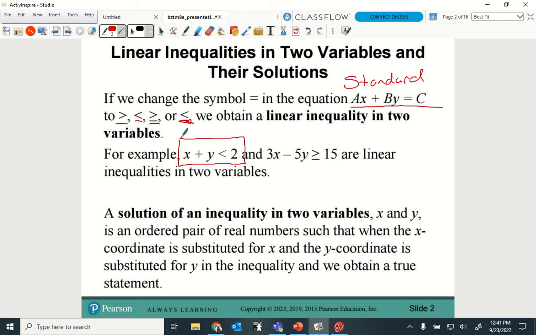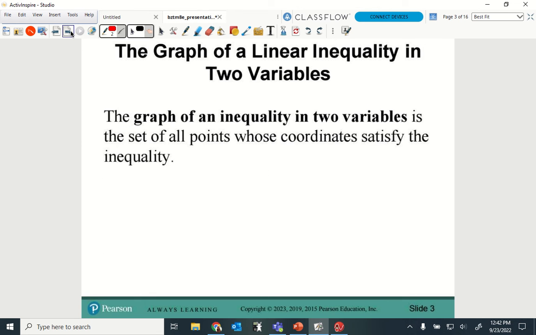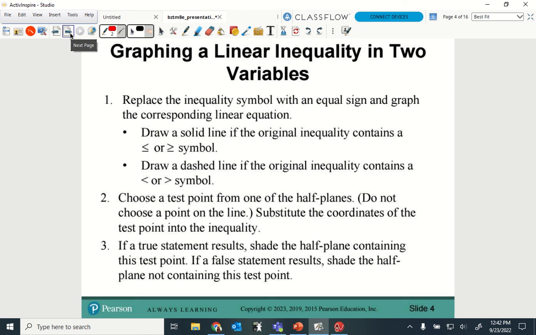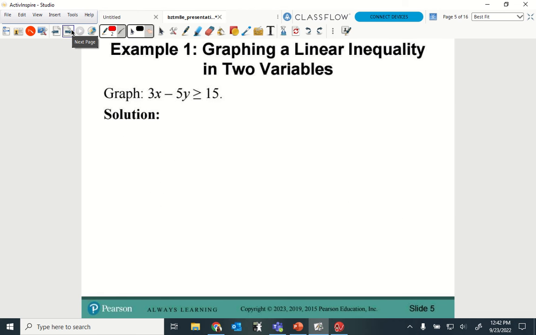Okay, now right here, a solution of an inequality in two variables, x and y, blah, blah, blah, obtain a true statement. So, in basic words, I'm going to show you how to do it, and you're like, oh, hey, that does make more sense. Because not everyone speaks Mathanese. Graph it. We'll do that here in a second. Okay, the better way of doing this is actually showing you how to do this.